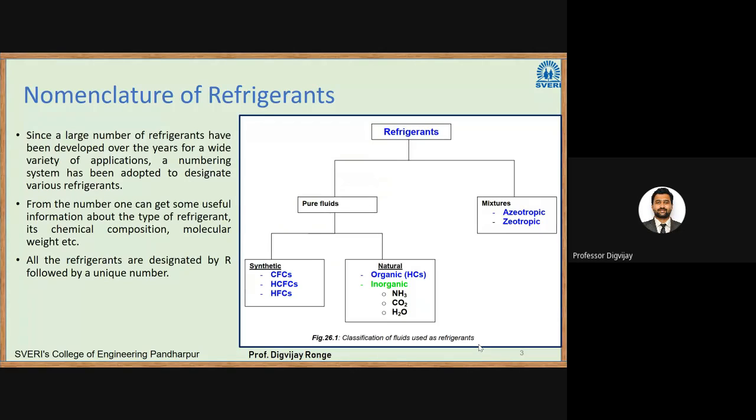Okay, so first we'll see the classification. These refrigerants are majorly classified into first pure fluids and second mixtures. Again, these pure fluids are classified into synthetics, which are also called halocarbons, and second is natural. Under natural we have organic, that is hydrocarbons, and second is inorganic. So HC means hydrocarbons.